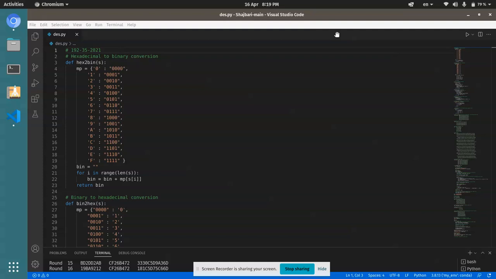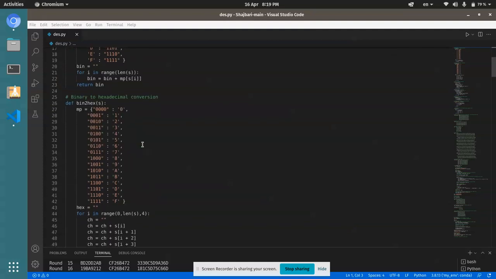DES is a block cipher and encrypts data in blocks of 64 bits each, which means 64 bits of plain text goes as the input to the DES, which produces 64 bits of ciphertext. The same algorithm and key are used for encryption and decryption with minor differences. The key length is 56 bits.